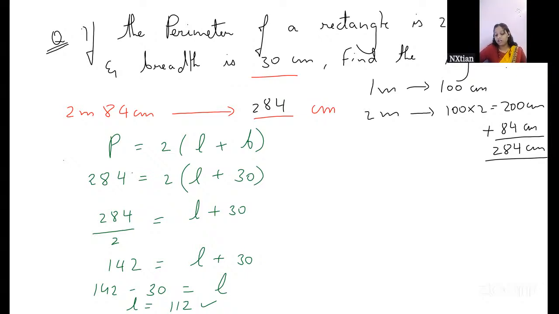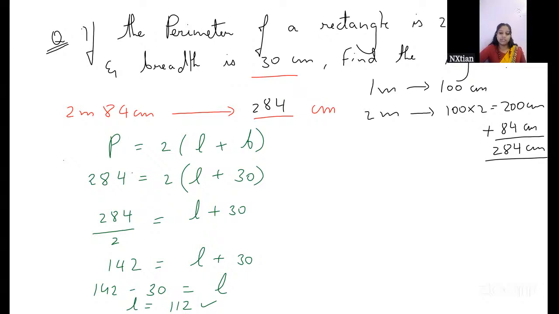We will use the formulas when we are told to find the missing value. We will put the formula, put all the values in the formula, and then just solve them and we will get the answer. This 2 I took this side, divided 284 by it. 142 equals L plus 30. Then take L this side, 30 will go that side, and it will come into subtraction. So 142 minus 30, L will become 112.